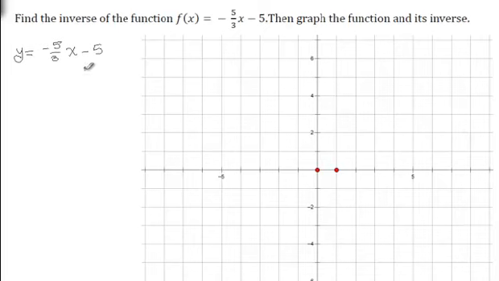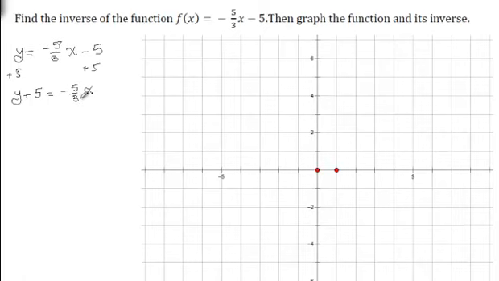Once you add 5 on both sides of the equation, we get y plus 5 is equal to minus 5 over 3 x. We get rid of this, okay? Now, we have to find x alone. So here we have minus 5 over 3. To get rid of minus 5 over 3, we divide both sides by minus 5 over 3. But the easy way, we can multiply both sides by 3 over 5.